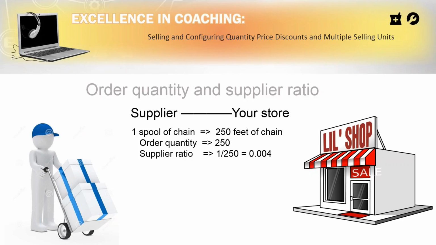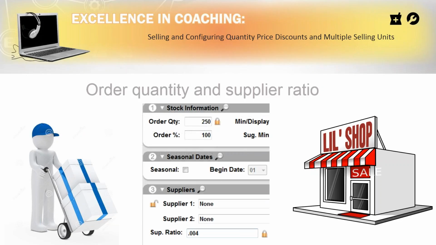Also with that, you need a supplier ratio. So a supplier ratio is 1 divided by whatever the amount of units are in 1 unit that is sent from the supplier. So in this case, 1 spool equals 250 feet, so it's 1 divided by 250, which comes out to 0.004. And what it is I showed you right here, where the order quantity is now 250 and supplier ratio is 0.004.